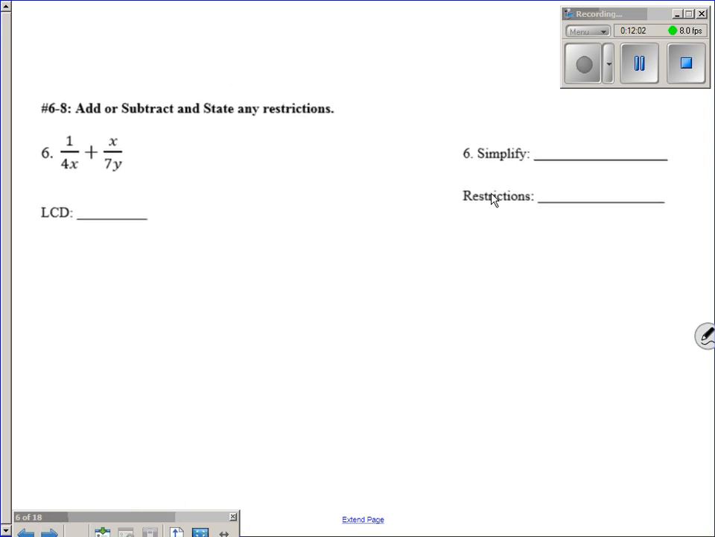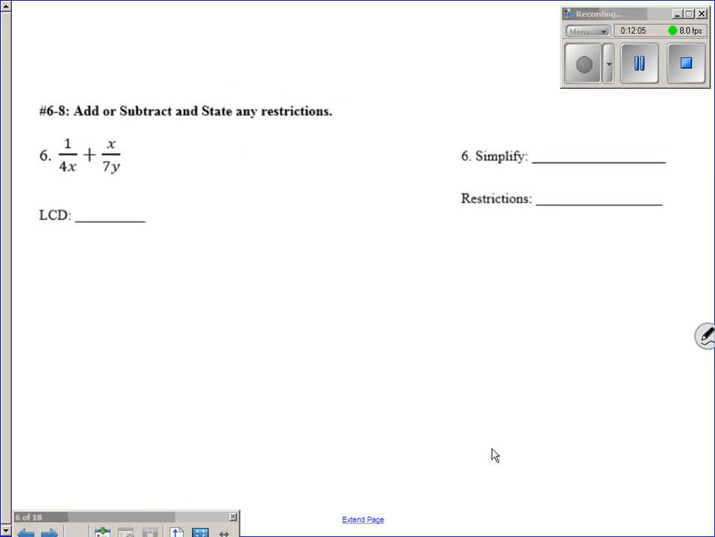Okay, number 6 is asking you to add or subtract and state any restrictions. So whenever you are adding and subtracting, you do need to find your LCD first and list your restrictions, and then go ahead and simplify. So we have a 4x and a 7y in our LCD.